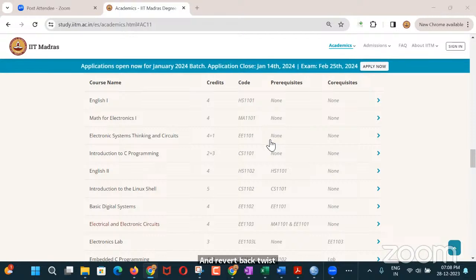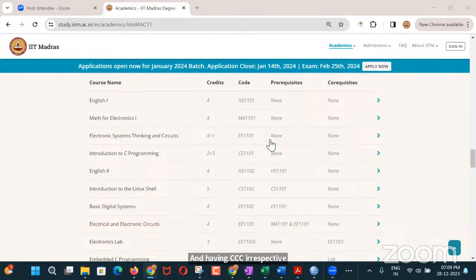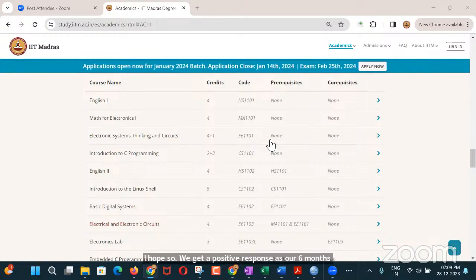I've made a note of these 2-3 questions, especially about the OPP next time, and having CCC irrespective of whether OPP is done for the next time or not. Those points I've noted down. We'll send an email clarifying all these doubts. Yes, sir. Hope we get a positive response, as it is our 6-month direct semester. It's not about positive or negative. It's about the program rules. We'll just follow the program rules. Yes, sir. Please clear that doubt.